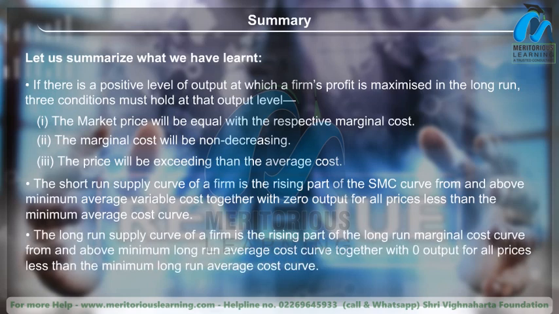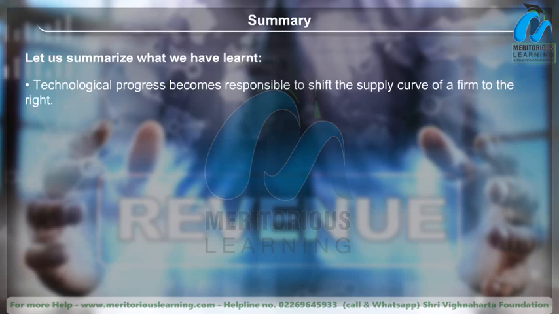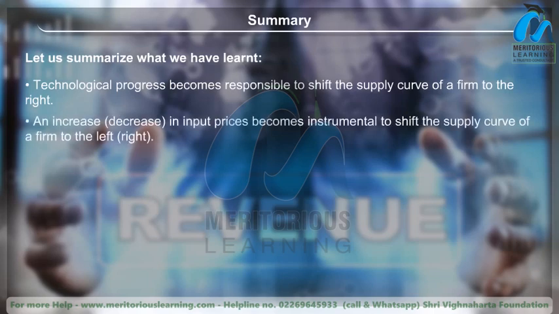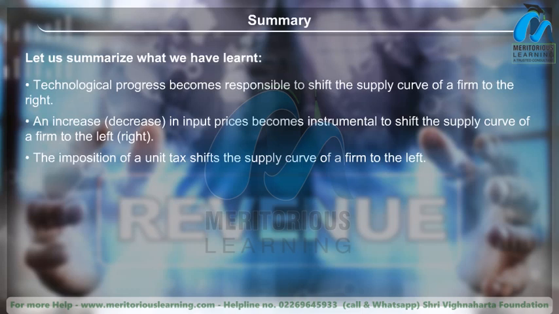The long-run supply curve of a firm is the rising part of the long-run marginal cost curve from and above minimum long-run average cost, together with zero output for all prices less than the minimum long-run average cost. Technological progress shifts the supply curve of a firm to the right. An increase or decrease in input prices shifts the supply curve of a firm to the left or right. The imposition of a unit tax shifts the supply curve of a firm to the left.